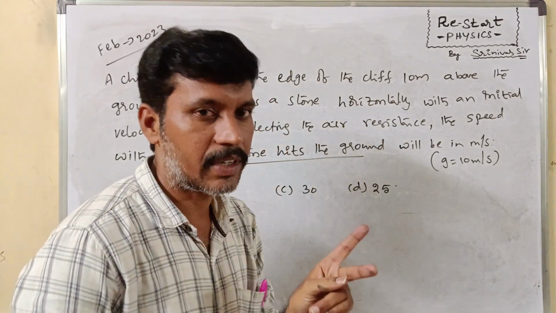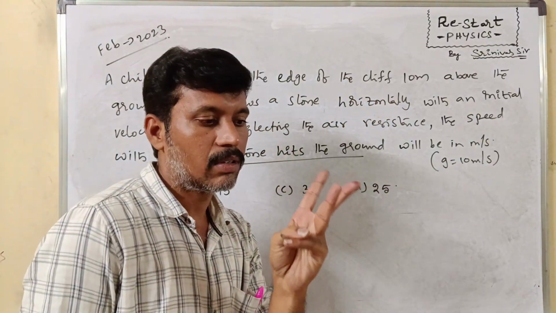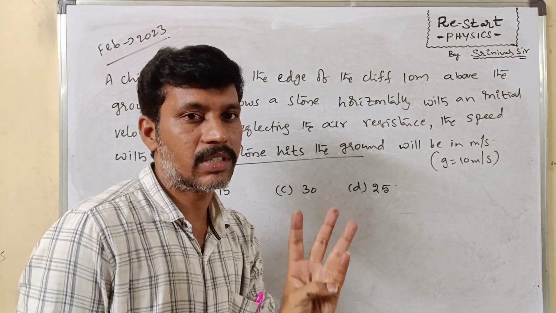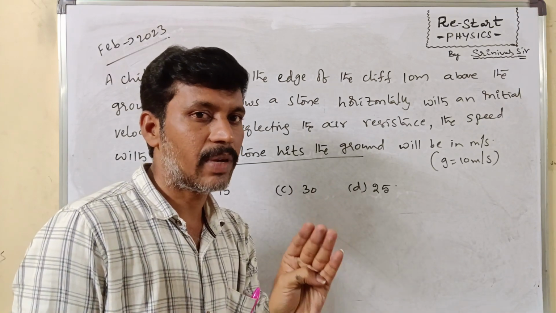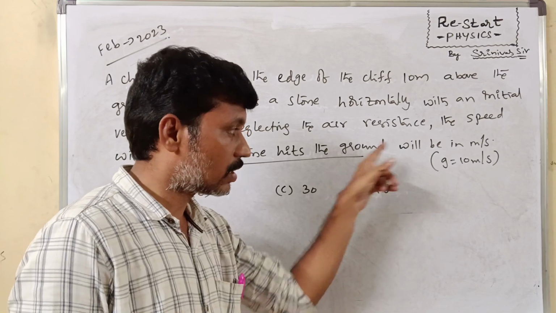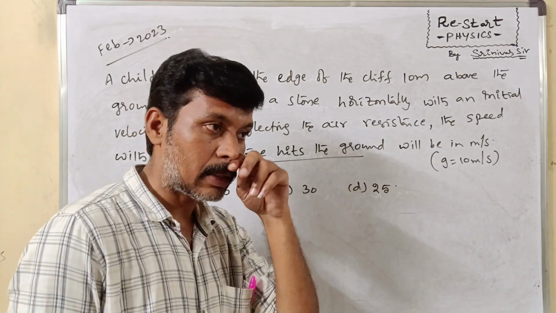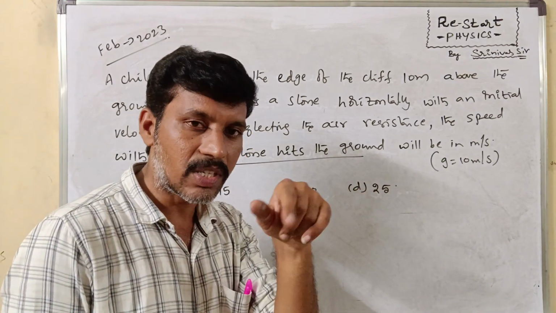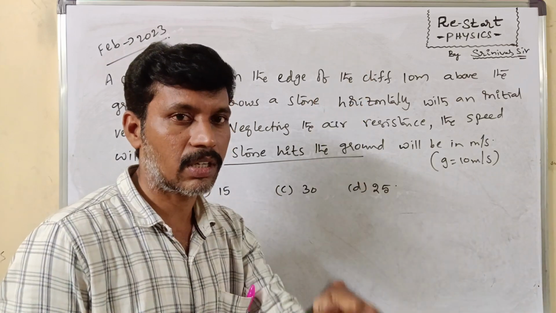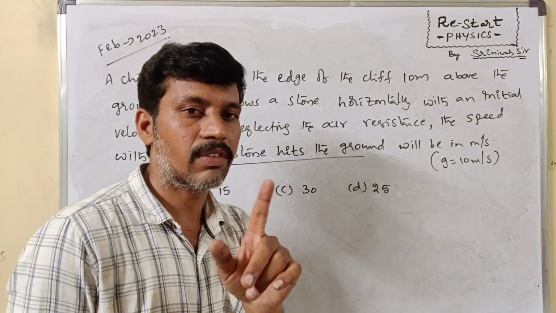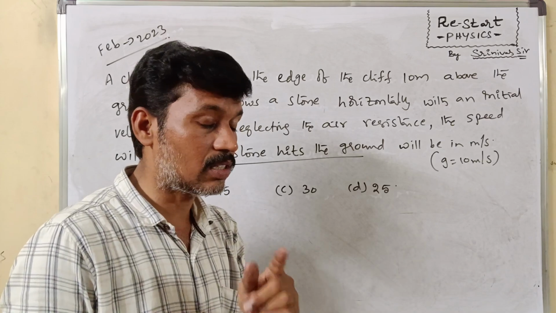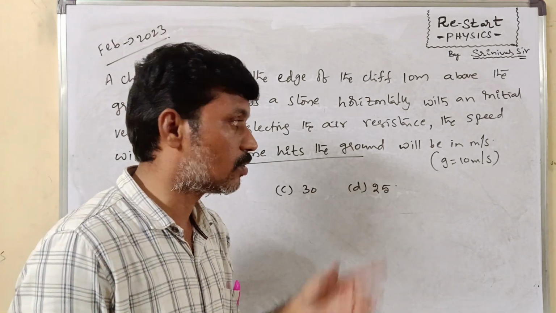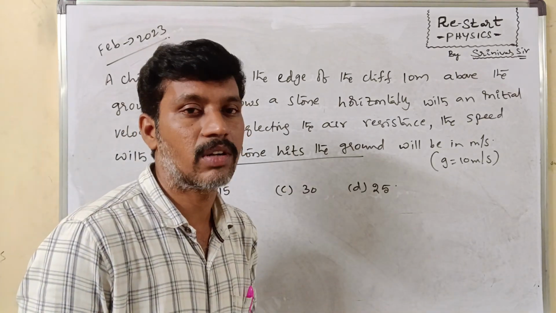Time of descent completed, velocities completed, range completed, path equation completed. Based on that, what are the constants in this concept? Initial velocity constant, g acceleration due to gravity always vertically downward constant, initial velocity u is constant, initial horizontal component constant, final horizontal component constant.